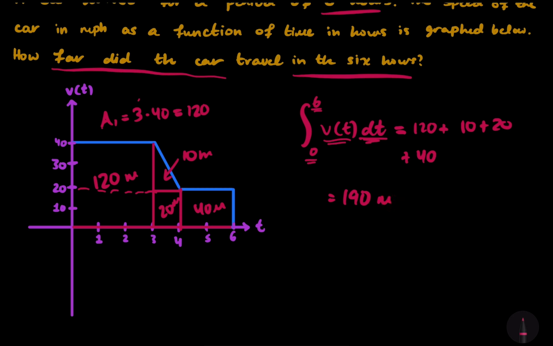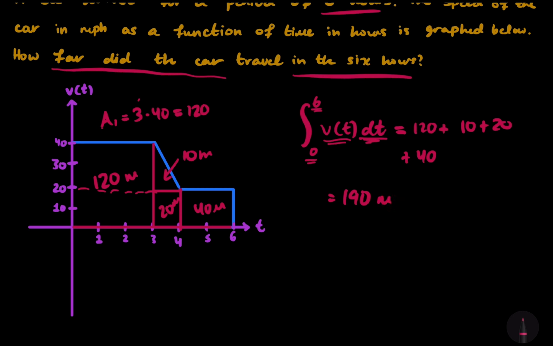So the car traveled 190 miles over the 6-hour period. I know these are very strange numbers, whatever, but let's just suppose it works out. So 190 miles over the 6-hour period.